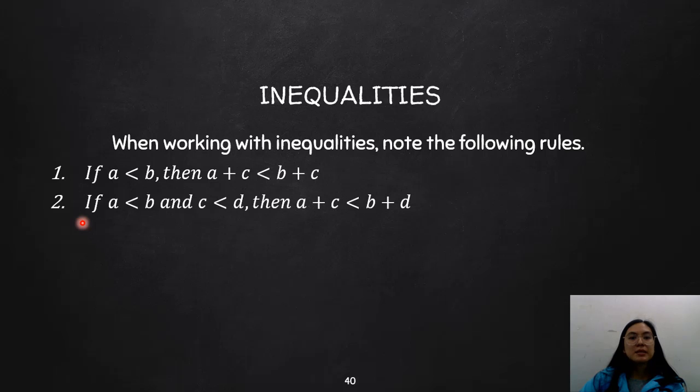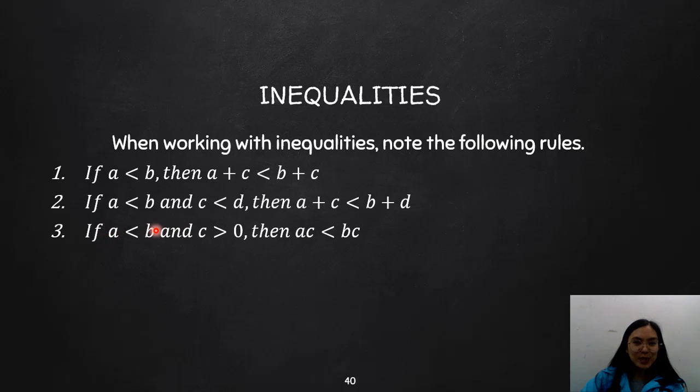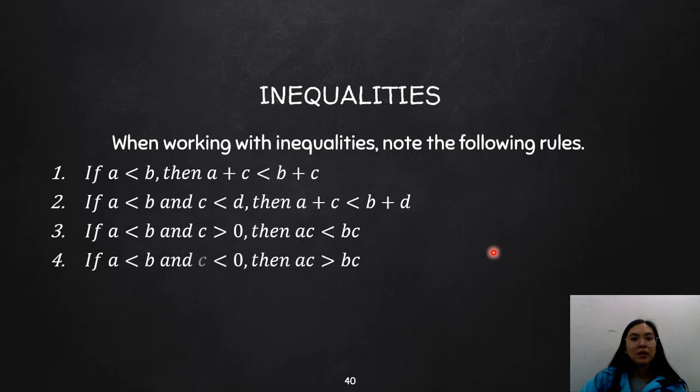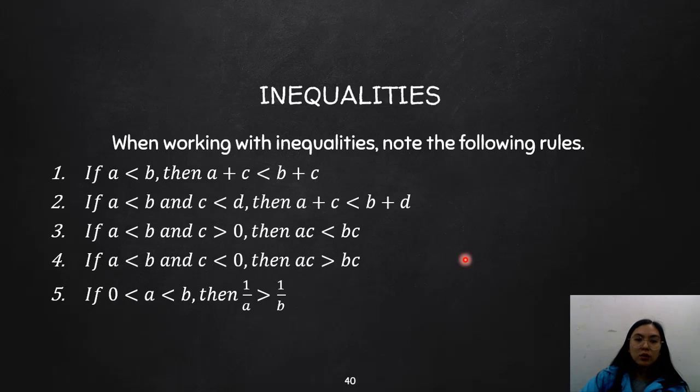Second, if A is less than B and C is less than D, then A plus C is less than B plus D. Third, if A is less than B and C is greater than 0, then A multiplied by C is less than B multiplied by C. The fourth rule, if A is less than B and C is less than 0, then A multiplied by C is greater than B multiplied by C. Fifth rule, if 0 is less than A and A is less than B, then 1 all over A is greater than 1 all over B.